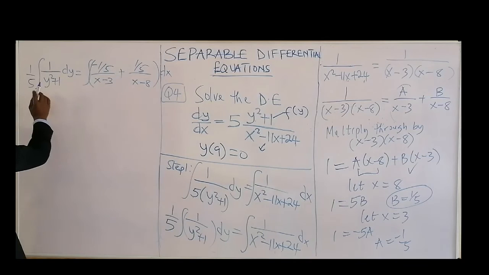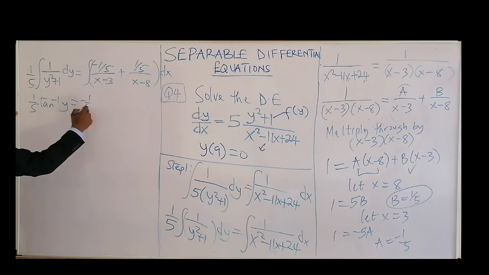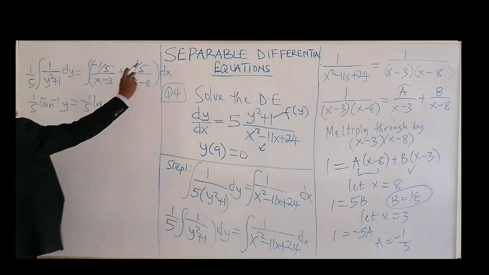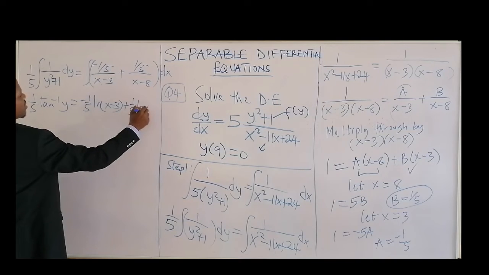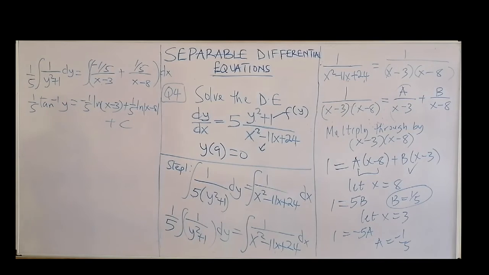Then we now have the integral of 1 over y squared plus 1, which is arctan y, with 1 over 5. This 1 over 5 can be outside the integration, that is minus 1 over 5. The integral of 1 over x minus 3 is ln of x minus 3. Then plus the integral of this, that's 1 over 5 ln of x minus 8, then plus c. So that finished the work. You just need to get the c. We have the boundary condition.